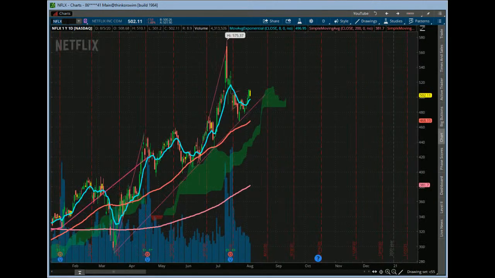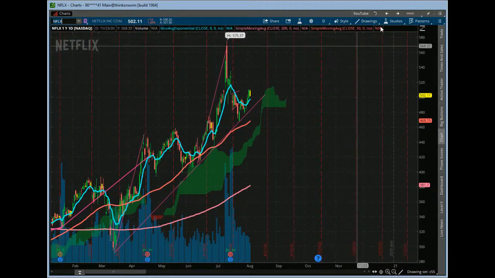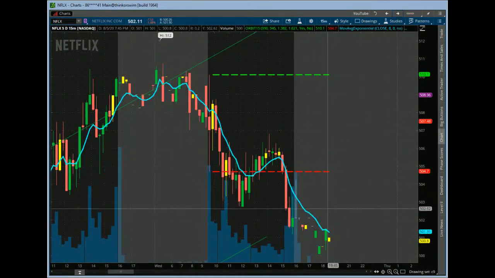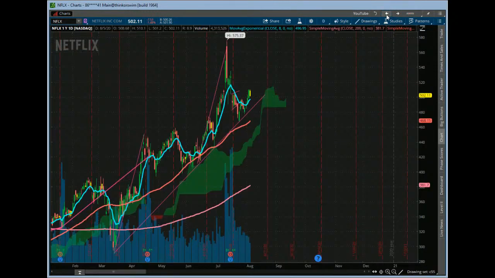Netflix, overall, pretty interesting, right? I want to see if we can get over these prior highs. It had a nasty pullback today, inside day. But if it does end up coming back up and pushing over this inside day high, we may see Netflix really give a good push up here, possibly even to these levels up here.